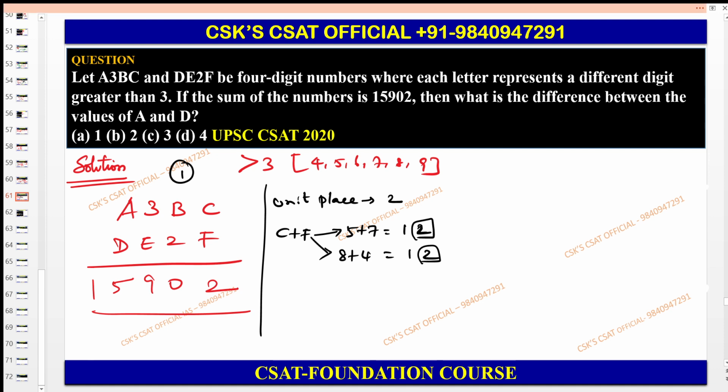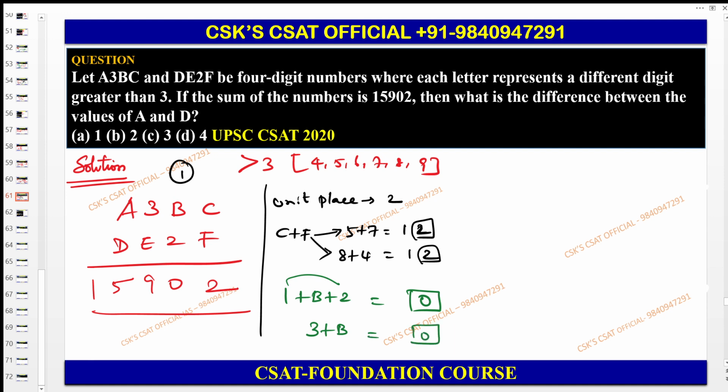Then let's go on with the second one, the tens place. 1 plus B plus E has to give 0 in the unit place. Which means 1 plus 2 is 3. 3 plus B has to give 0 here. 3 plus blank is equal to 0 comes here. 3 plus 7 only. Listen. 3 plus 7 only gives that among these.